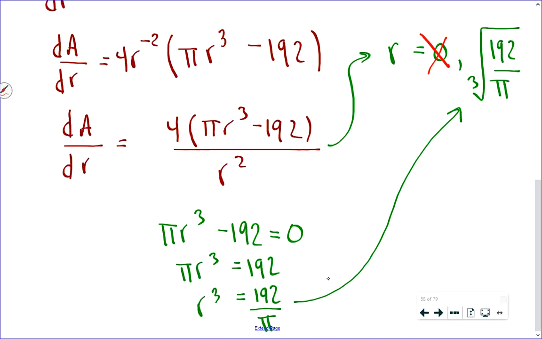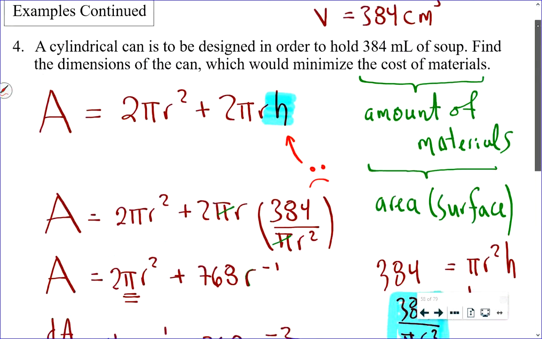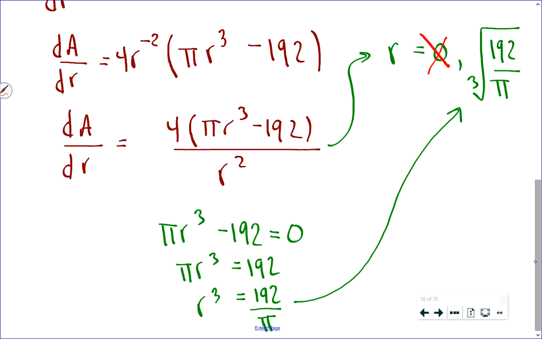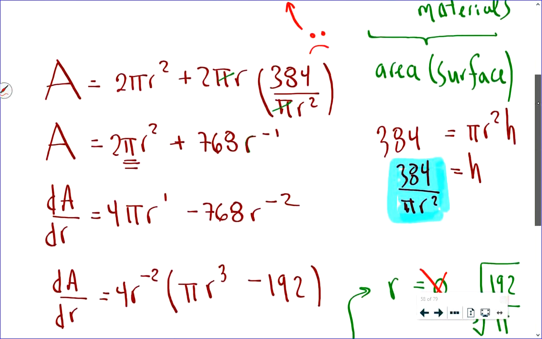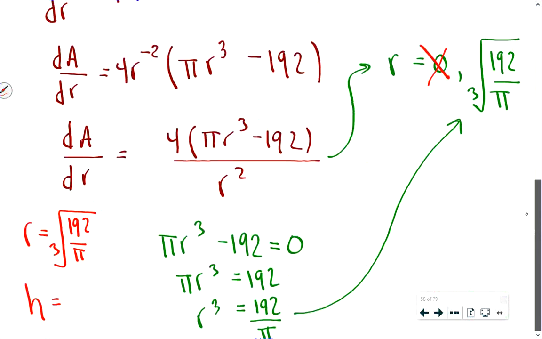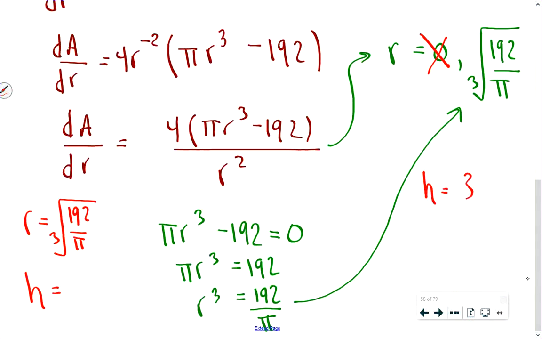Now, we wanted to know the dimensions. So we know the radius is the cube root of 192 over pi. Now we have to find the height. And I've changed a lot over the years in a certain regard here. I used to be very hard line about this and say, well, what was h? H was 384 over pi r squared, right? That's our equation of constraint. H equals 384 over pi r squared.